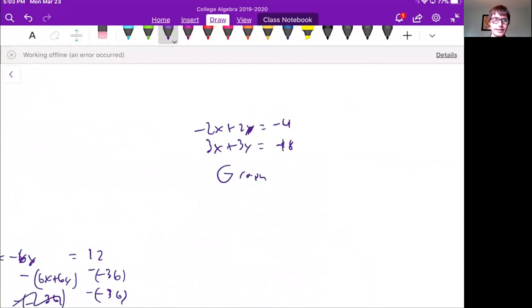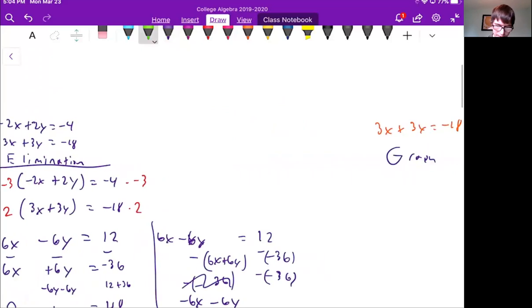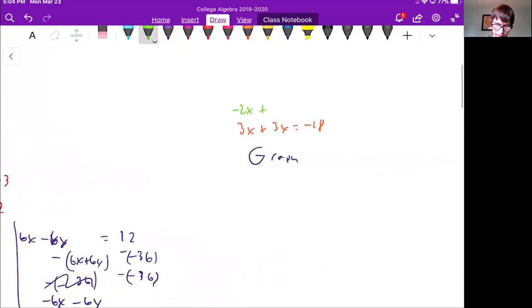To see a better example of this, I think I'll just use a different color, so you can make it very, very clear what's going on. Maybe we'll see some orange. So 3x plus 3y equals -18 will be that one. And for the first one, we'll use green. So that's -2x plus 2y equals -4. Okay, that's going to look pretty funky. But let's go ahead and try to graph these equations, these lines.